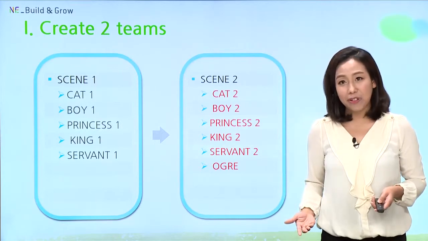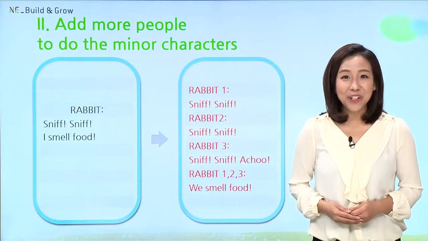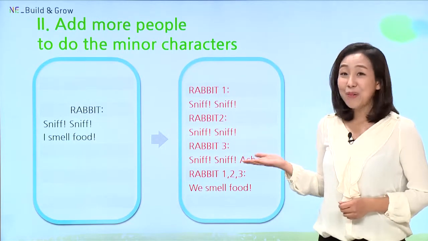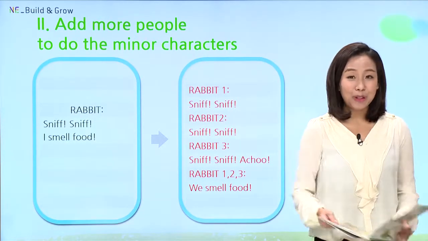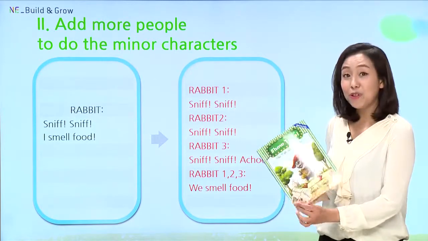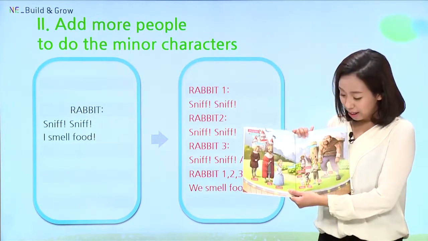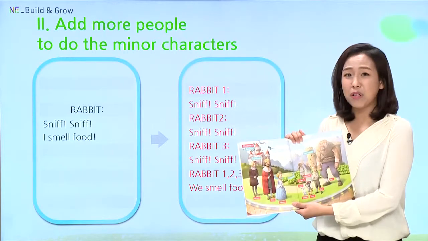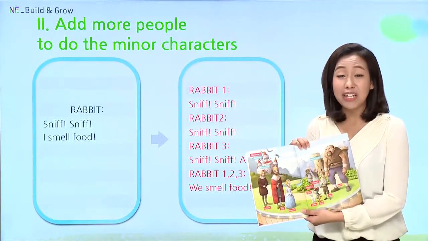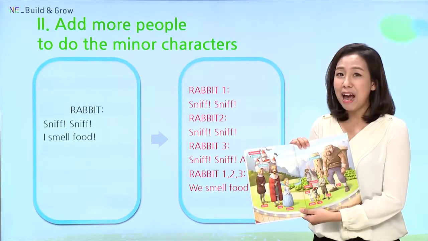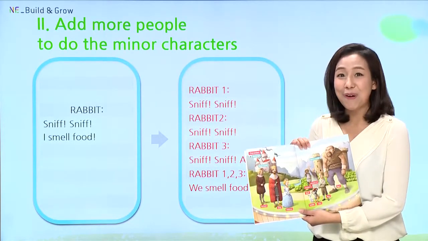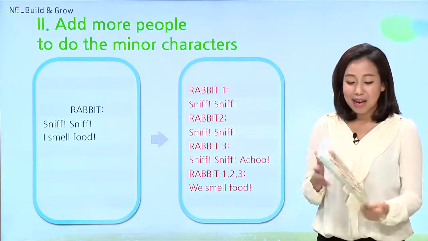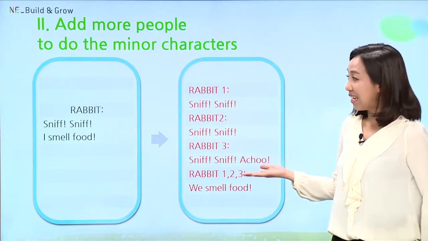And you have very few characters. So another thing that you can do is add more people to do the minor characters. So for example, in the book, Cat with Boots, they have a bird and a rabbit and 2 farmers. So if you have a lot of kids in your classroom, you can have 3 rabbits. It won't hurt to have 4 birds or maybe 4 farmers. So we will have this as an example.